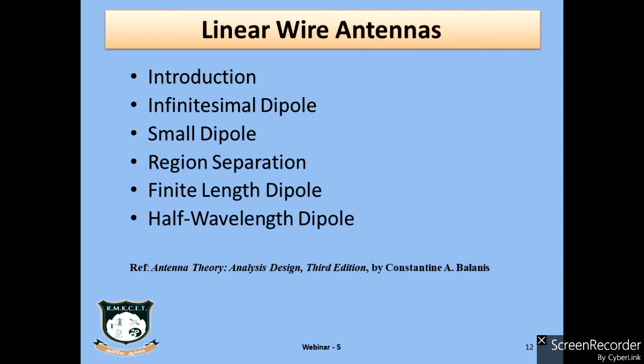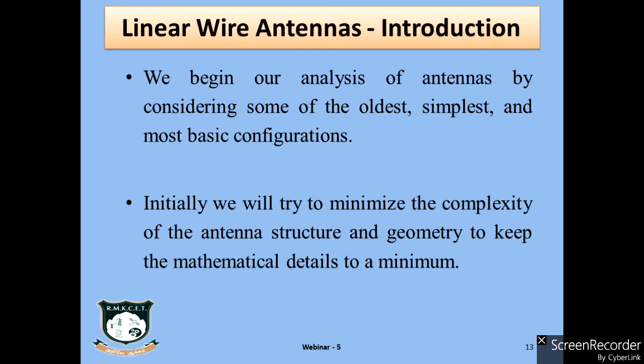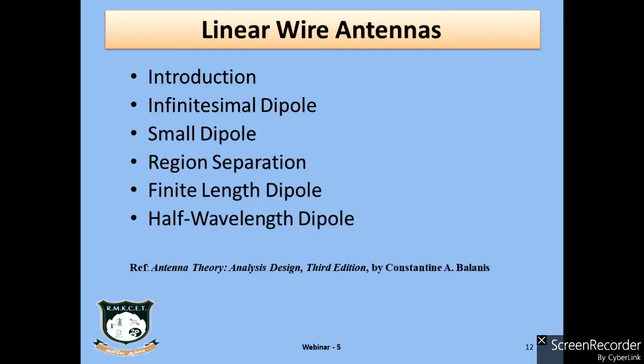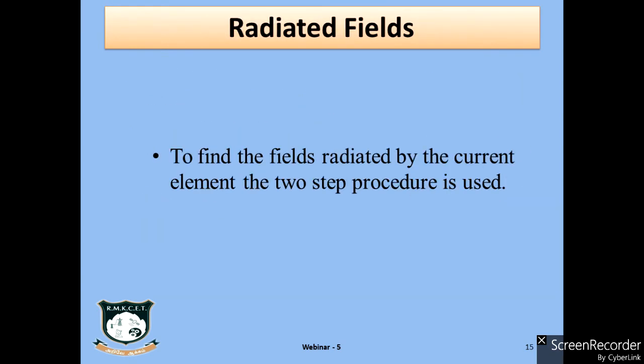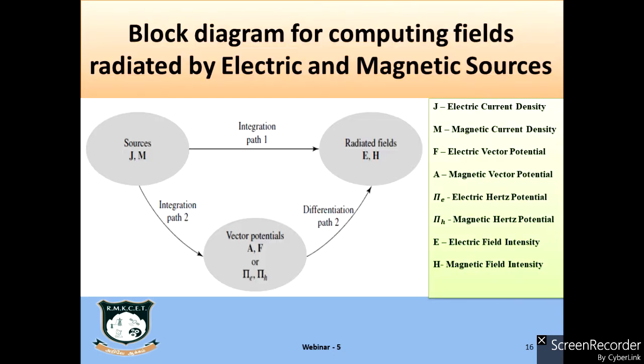Now we are going to learn how the radiations will be, and how the radiations can be measured. Considering the radiation, the ultimate aim in the second unit is to find out the radiation fields. In order to find out the radiation field, this is the main block diagram to find out the electric and magnetic fields from the antenna.